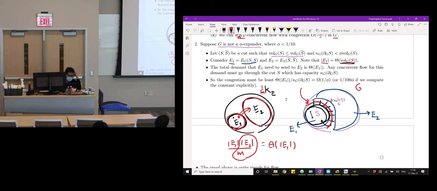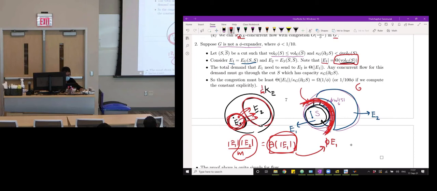It means that you have total demand that you need to send from E1, which is of size around E1. But there is a cut here, which is 5 sparse, and the total capacity here is around 5 E1. Note that E1 and volume are kind of the same, so that's why the cut size here is around 5 E1. So no matter what, you will need to send this much flow through this cut, you must pay 1/phi congestion. And I ignore a lot of constants, so I just put 100 here.